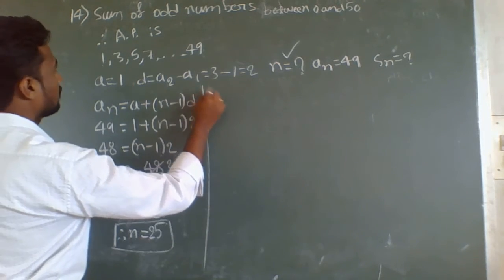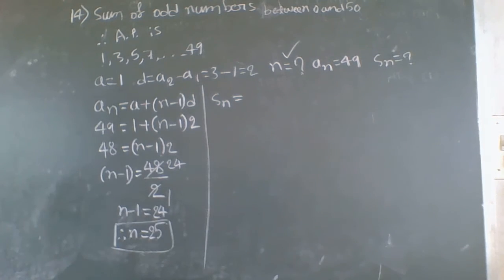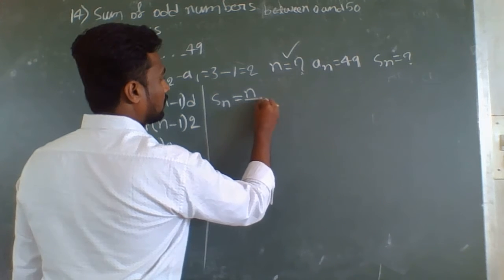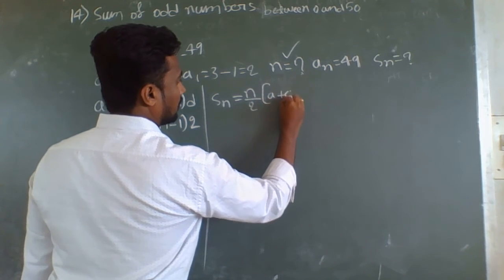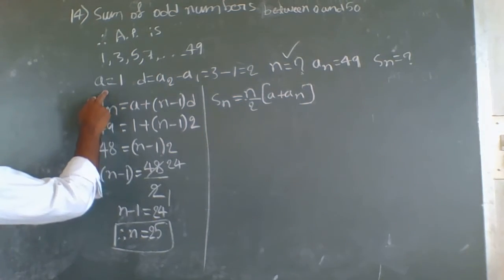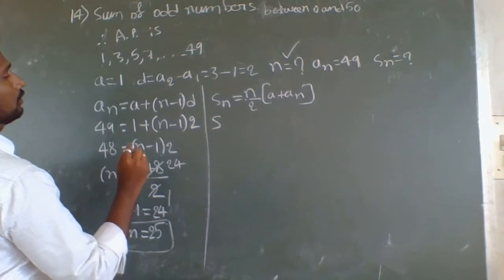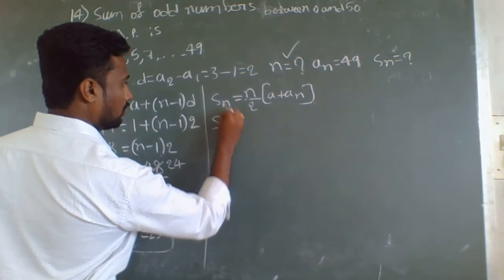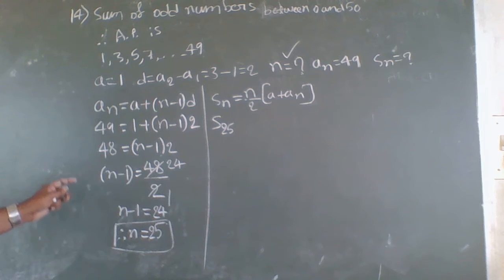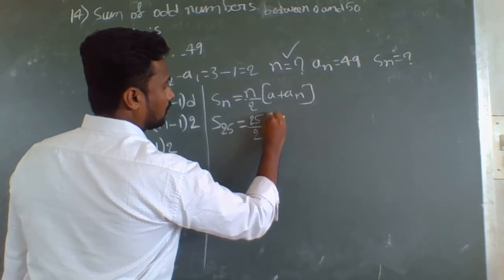So now we will calculate the sum of the odd numbers. Sn is equal to, here I will use the formula Sn is equal to n by 2 into bracket a plus an. Right? Here we have the n value and a value and an value also. Therefore 25, because the n value is 25. There are 25 terms between 0 and 50. Therefore Sn is equal to the n value 25 divided by 2 into bracket.